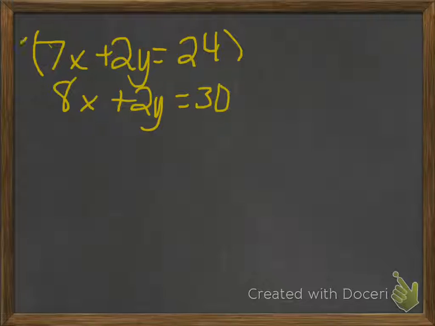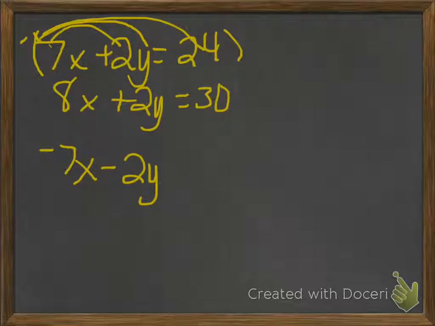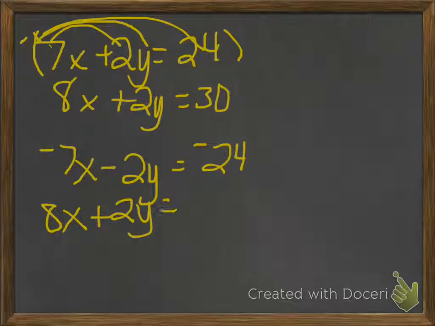I still would have got the same answer. So I'm going to multiply everything by negative 1. When that happens, it becomes negative 7x and then minus 2y, because a negative and a positive gives you a negative. And that's going to be negative 24. Then down here, since I did not bother, that stays the same. So 8x plus 2y will give me 30. So that's the 0 pair.